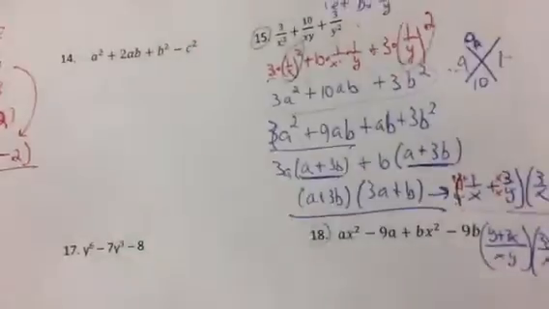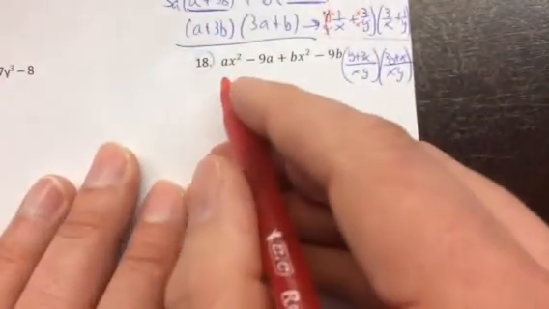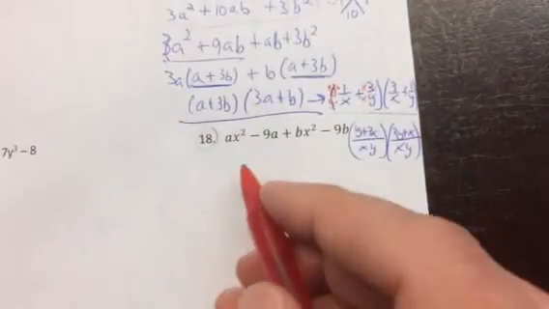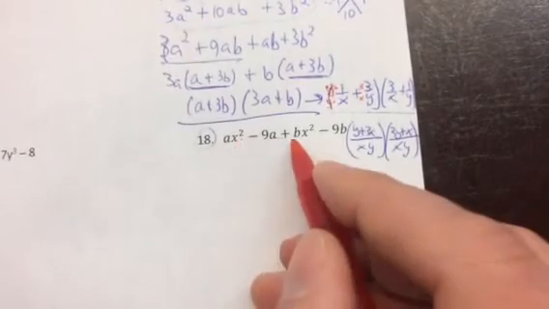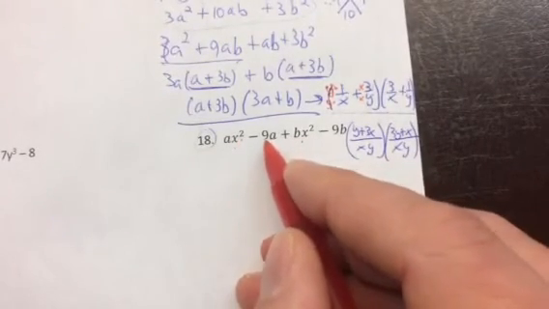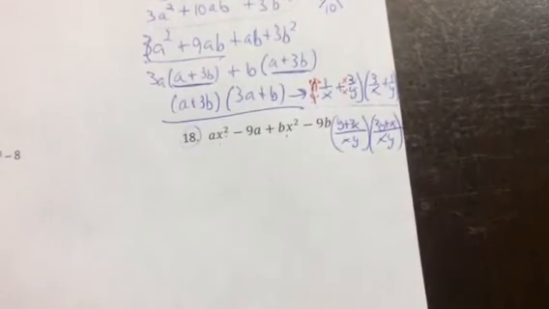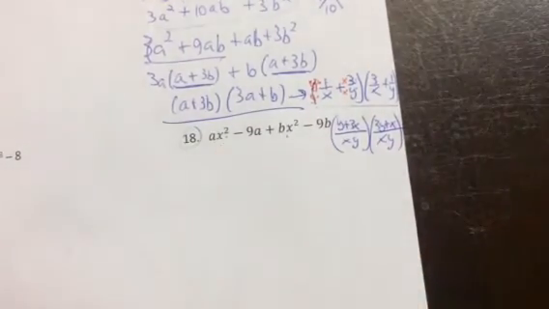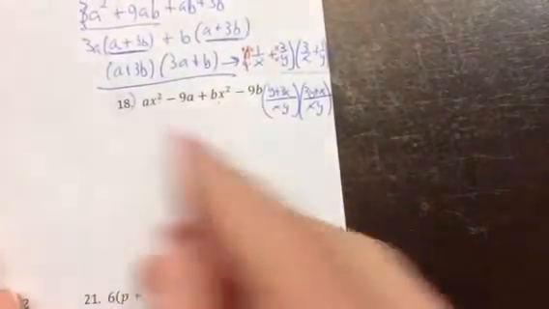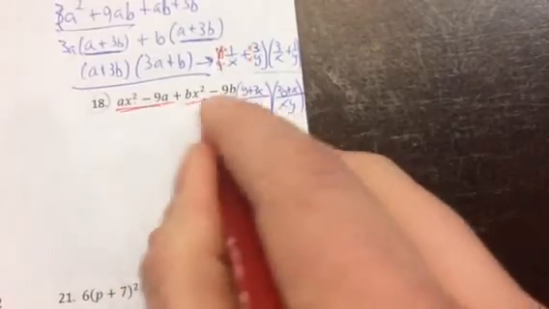All right. Let's see. Any other ones we want to do? Let's do 18. This one's a little bit weird. There's an x squared, there's another x squared, there's a 9a, there's another minus 9b. There are two ways to do this. The first way is we just group them together. I don't see any way to factor this whole thing, but we can factor them into pairs, and I'll show you two ways to do it.